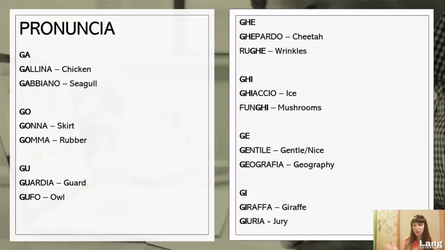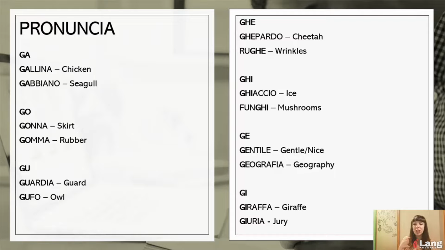Long story short, even with G, the story is the same. Ga, go, gu, ghe, ghi. Gallina, gabbiano, gomma, guardia, gufo, ghepardo, rughe, wrinkles, ghiaccio, funghi.